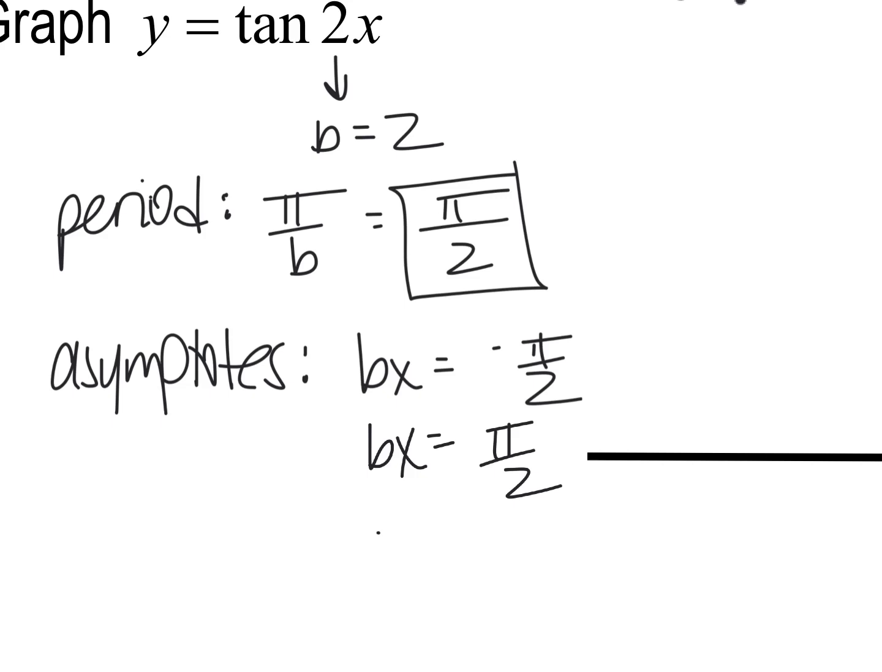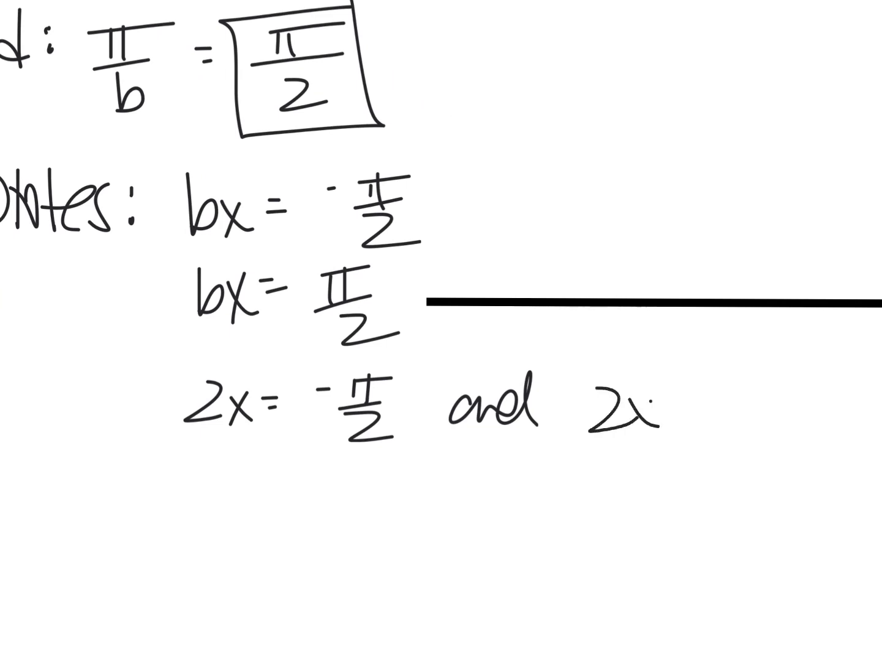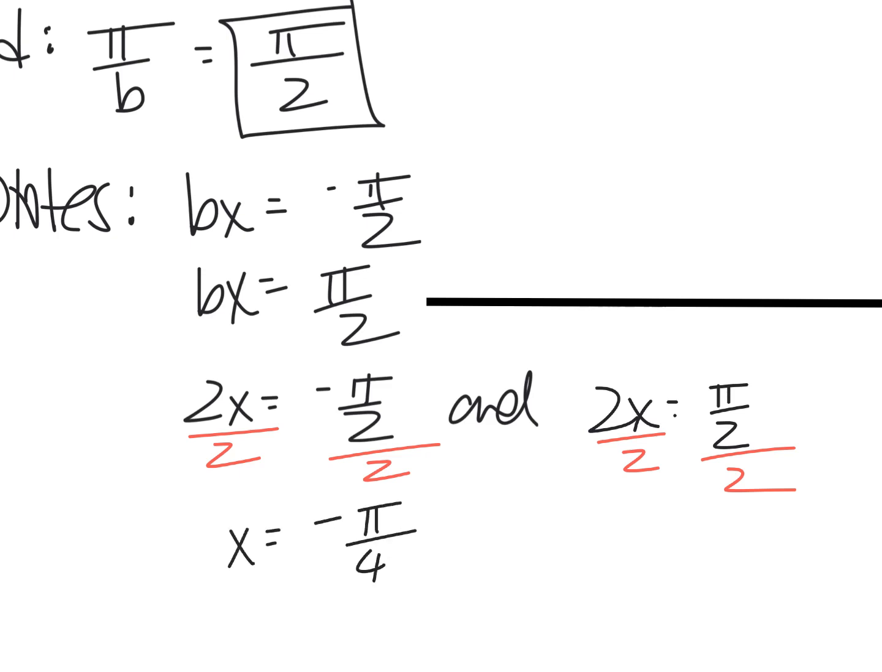I'm going to write 2x equals negative pi over 2, and I'm going to do 2x equals positive pi over 2. How do you divide both sides by 2 here? Again, we have fractions coming into play. Dividing by 2 is the same thing as multiplying by 1/2. That means one of my asymptotes is at negative pi over 4. The other asymptote is at positive pi over 4. What's half of a half?